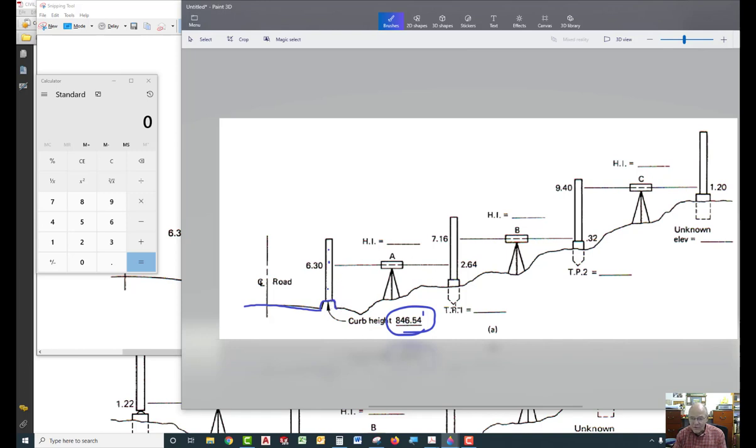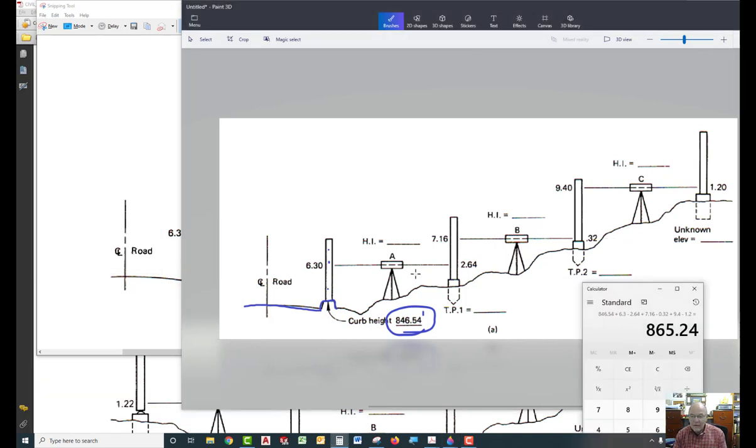From there, you just keep going to a turning point, height of instrument, turning point, height of instrument, unknown elevation. Now I'll do the calculation and I'm going to show you what the unknown elevation is. Then you can use that to check your work and then do the others. And there's your unknown elevation.